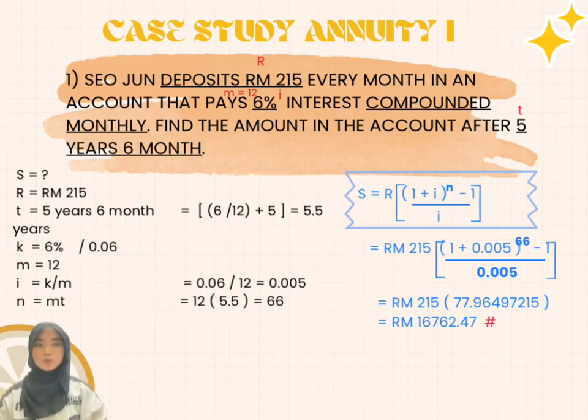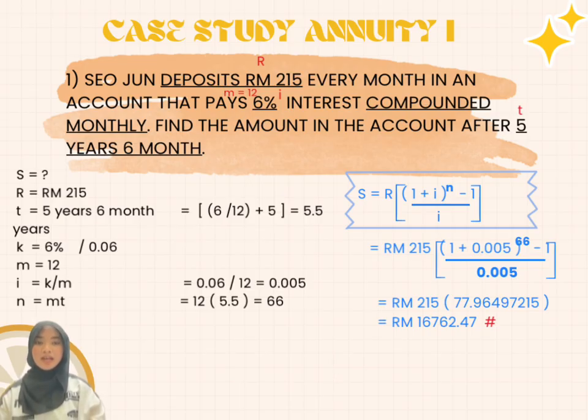First, R equal to 215 ringgit. Next, capital T equal to 5 years, 6 months. So, 6 over 12 plus 5 equal to 5.5 years. Capital K equal to 6% or 0.06. Next, capital M equal to 12. Capital I equal to K over M. So 0.06 over 12 equal to 0.005.